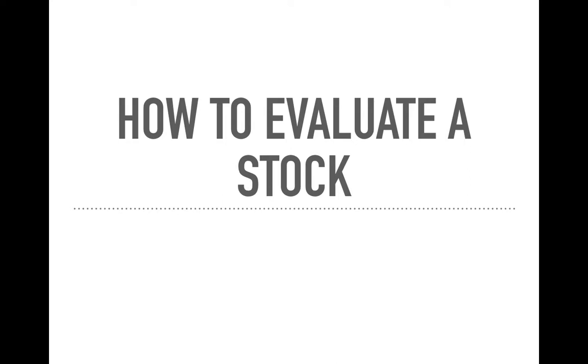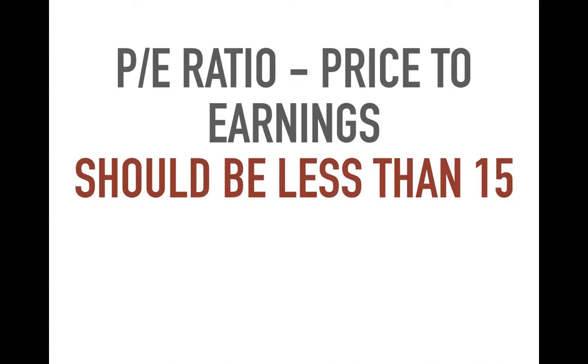So, folks, we're going to do a quick one on how to evaluate a stock. And technically, there are three things that you should look at while you're evaluating a stock. So, the first one is called PE ratio. PE ratio is the price to earnings ratio.